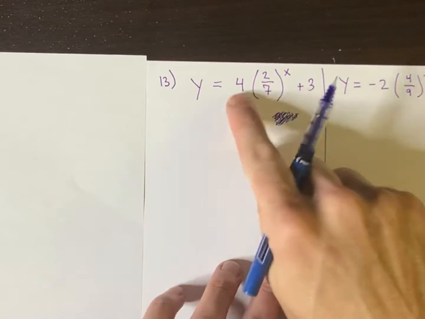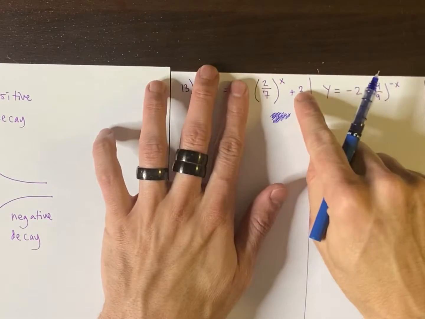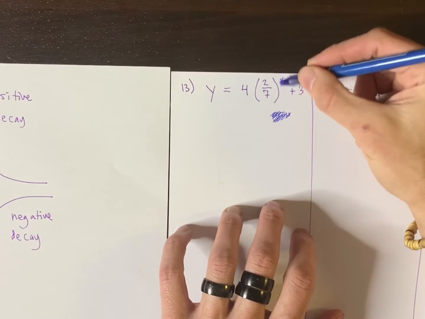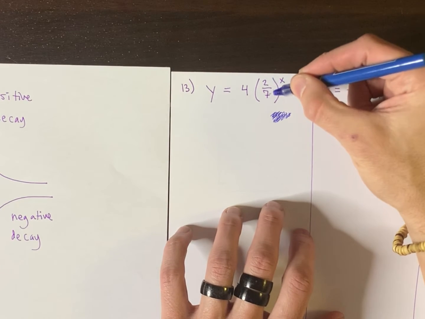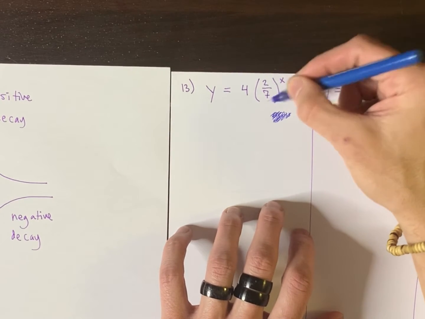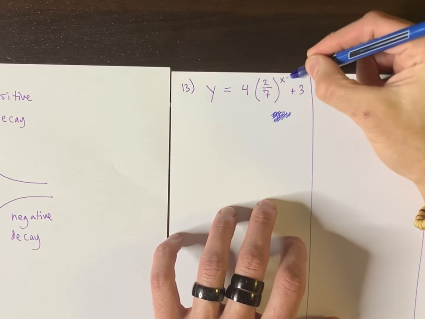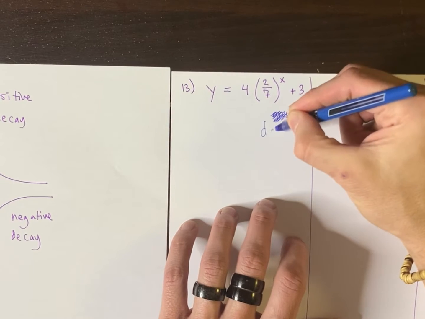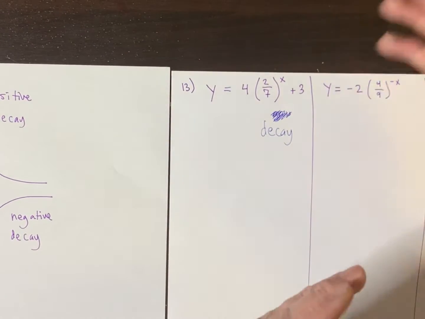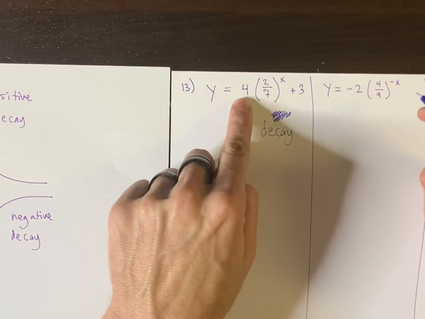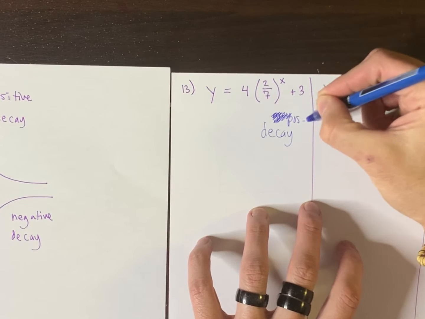Let's identify this as growth or decay. Look in the parentheses. Ignore everything else. Inside the parentheses, I have something that is smaller than 1 because the numerator is smaller than the denominator. If the stuff in the parentheses is smaller than 1 and the exponent is positive, we have a decay model. Now, is this positive decay or negative decay? The number on the outside is positive, so this is positive decay.